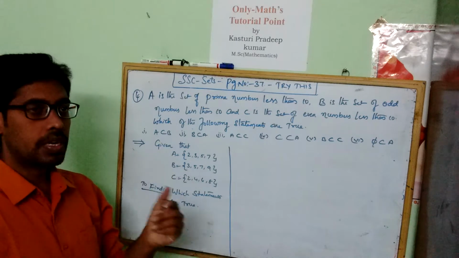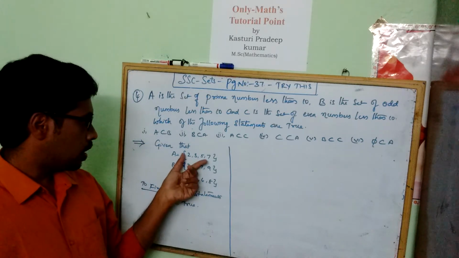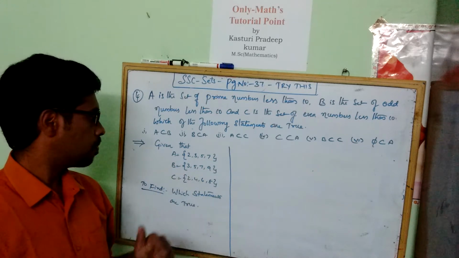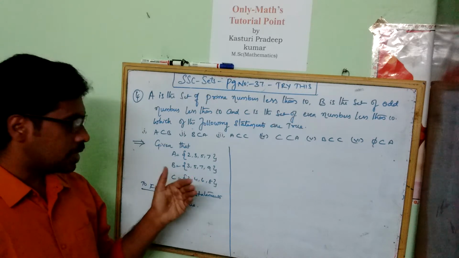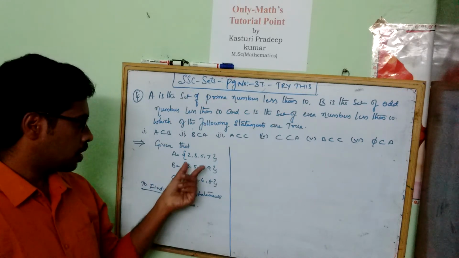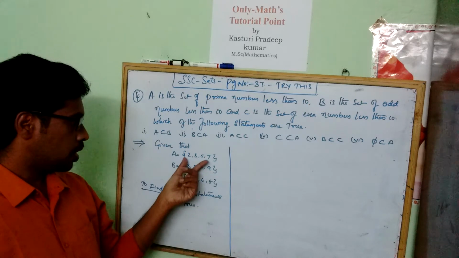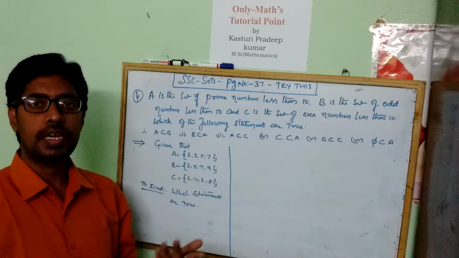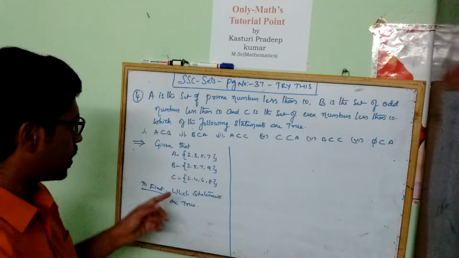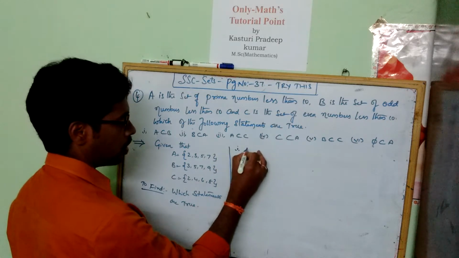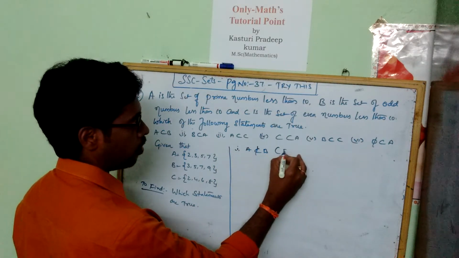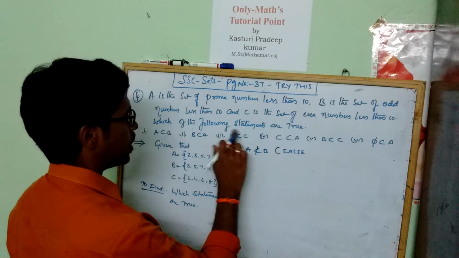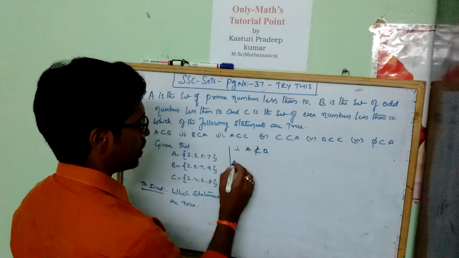Okay, what is the first one given? A is a subset of B. See, A elements are 2, 3, 5, 7 and B is 3, 5, 7, 9. A is a part of B means the elements in A should also be in B. Here 2 is not there, so A is not a part of B. Okay guys, first one, A is not a subset of B, false. Only true statements we have to write, guys.